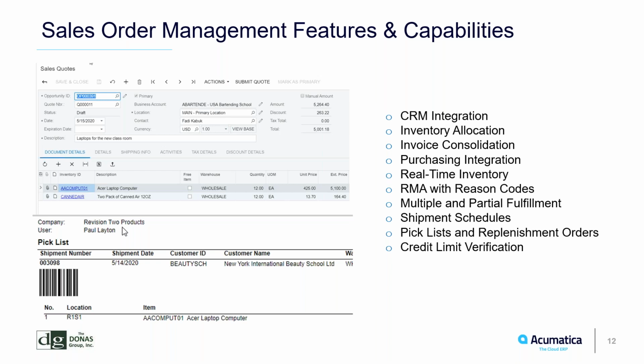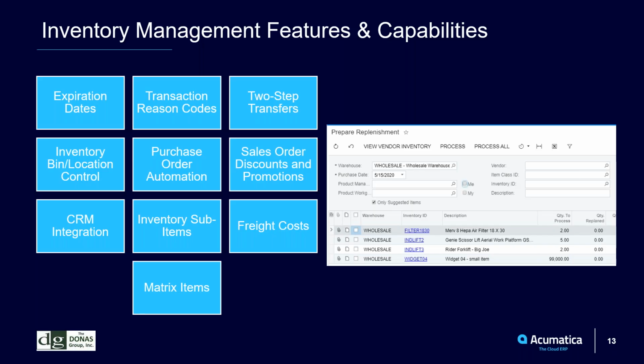Configure actions, notifications, and alerts to automatically trigger events during order processing. Lot and serial number tracking provide accurate control through all activities within the organization.